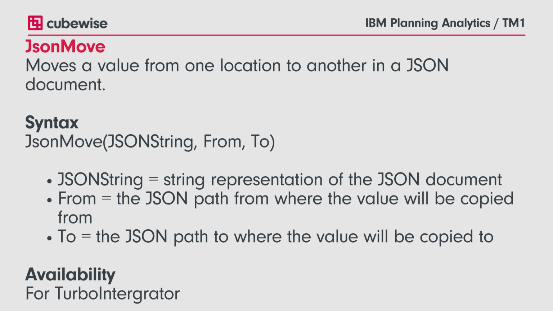The JSON move function moves a value from one location to another in a JSON document. JSON string is a string representation of the JSON document. From is the JSON path from where the value will be copied from. To is the JSON path where the value will be copied to. This function is only available in Turbo Integrator.